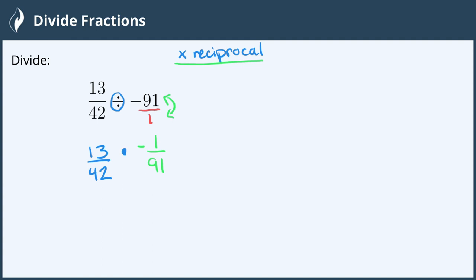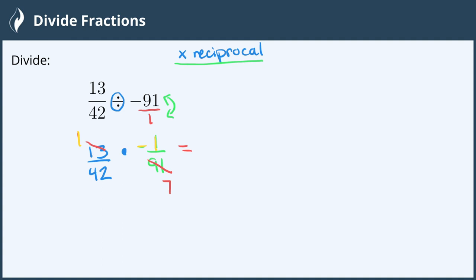I can see that 91 is divisible by 13, so I'm going to divide the numerator and the denominator both by 13. 13 divided by 13 is 1, and 91 divided by 13 is 7, so I'm left with a 7 in the denominator, which is a much smaller number than 91. And 42 doesn't have anything it can simplify with because both the numerators are now 1 and -1, so nothing will simplify. And we can go ahead and multiply across.